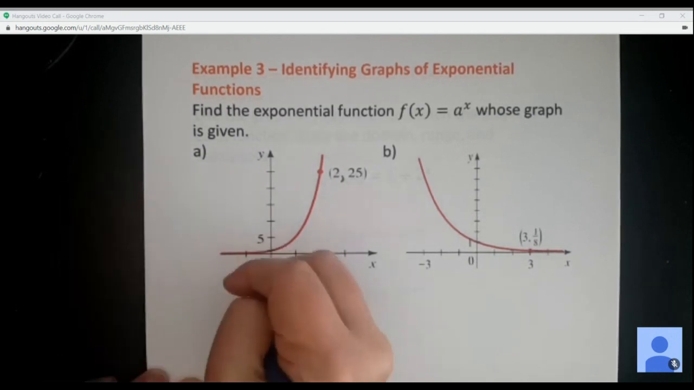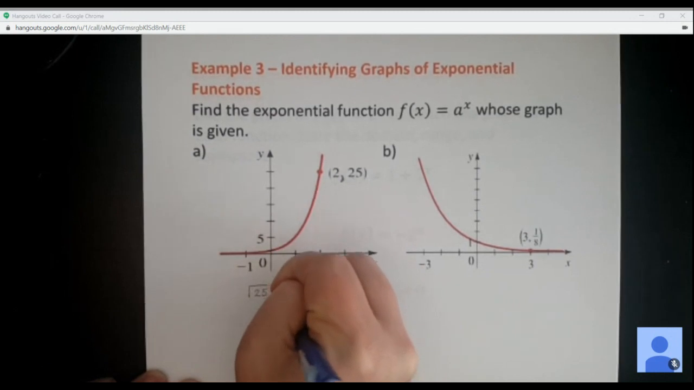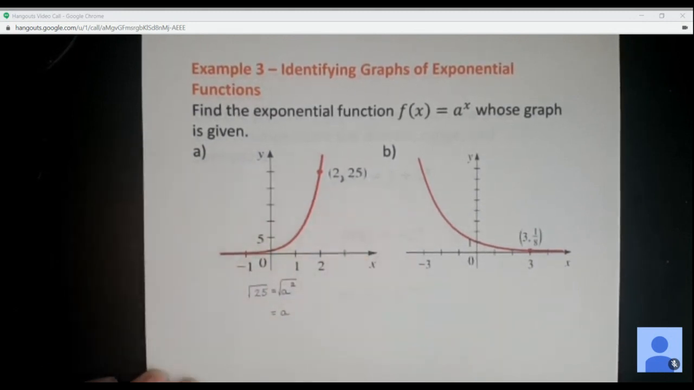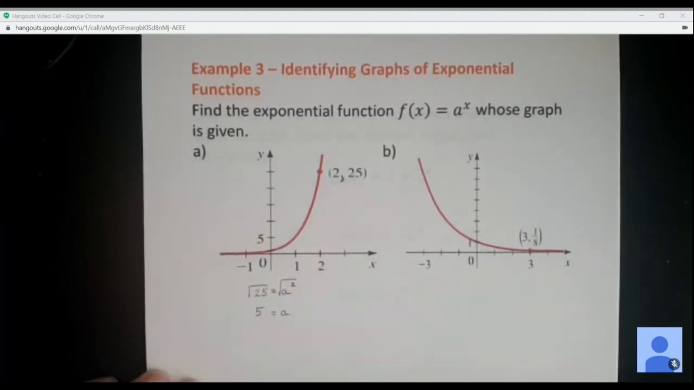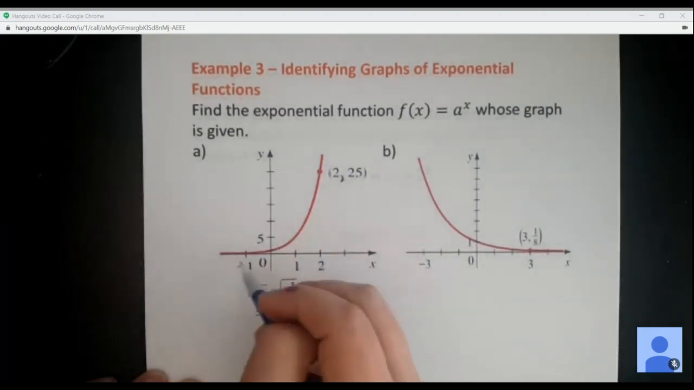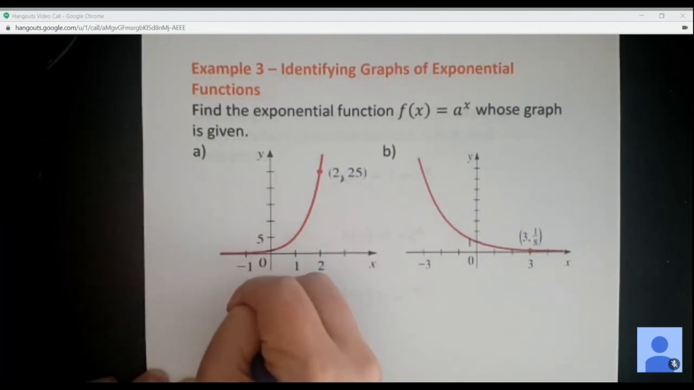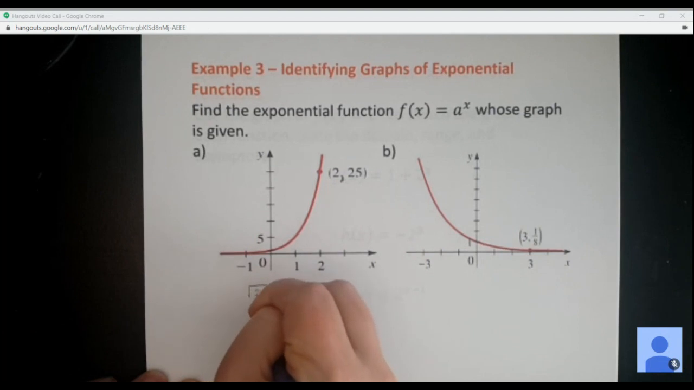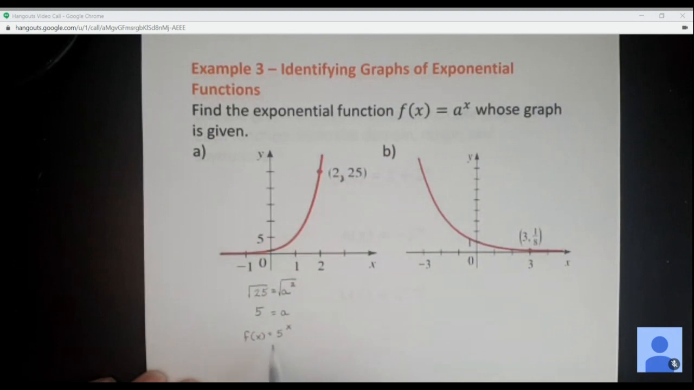Square root. So all I want to do here is just take the square root of both sides. That's going to give me my a value. And what's the square root of 25? 5. And we know this needs to be a positive value because, in general, all of our bases are going to be positive anyway, and that's what gives us that J-shaped curve. So we don't need a plus or minus. It's just going to be positive 5. So our f of x this time is equal to 5 to the x power. That's going to be the function that would give us that graph.